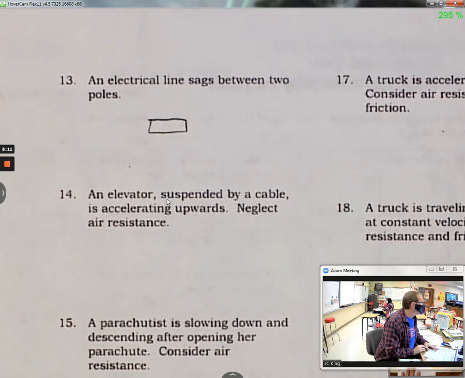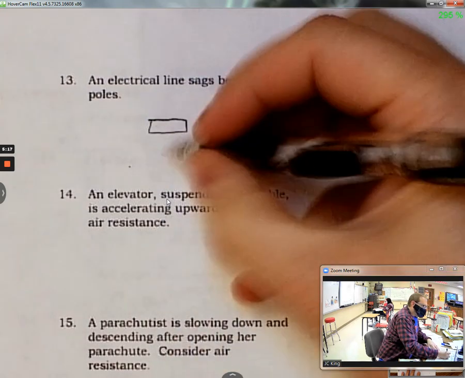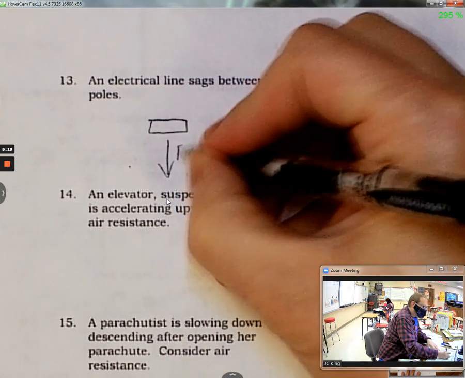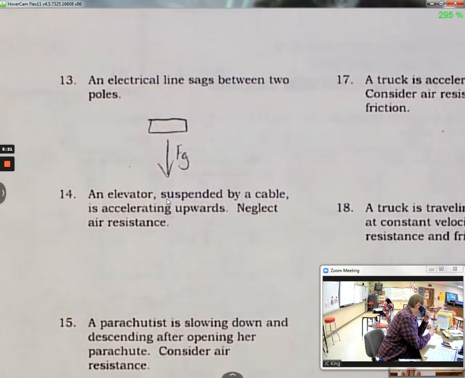So if it sags between two poles, what forces are acting on that line? Gravity. Okay, so we've got force of gravity, right? Is there a normal force? No, because it's not sitting on something. Exactly, it's not on a surface. So what's keeping it from falling?